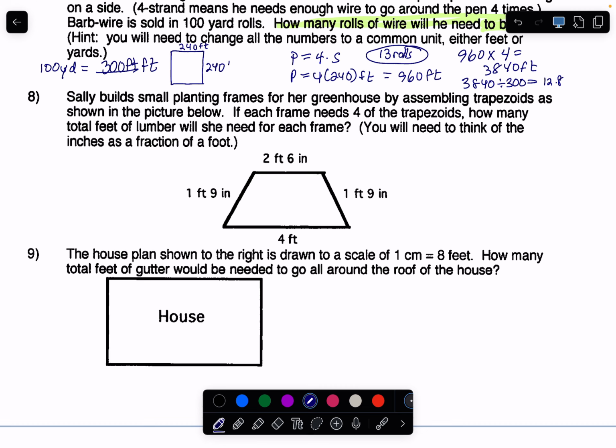If each frame needs 4 of the trapezoids, how many total feet of lumber will she need for each frame? You will need to think of inches as a fraction of a foot. So that brings another issue to the problem. The question here we can highlight: how many total feet of lumber will she need? Feet, okay. Can anybody tell me how many inches make a foot? 12 inches make a foot. So we're going to write down some fractions.